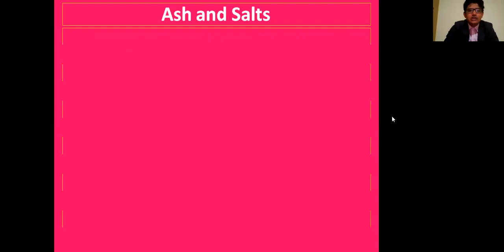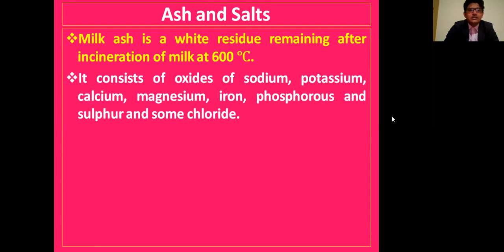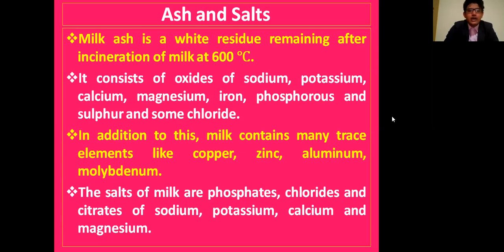Then ash and salt. Milk ash is a white residue remaining after incineration of milk at 600 degrees centigrade. It consists of oxides of sodium, potassium, calcium, magnesium, iron, phosphorus, and sulfur, and some chlorides. In addition to this, milk contains many trace elements like copper, zinc, aluminum, molybdenum. The salts of milk are phosphates, chlorides, and citrates of sodium, potassium, calcium, and magnesium.